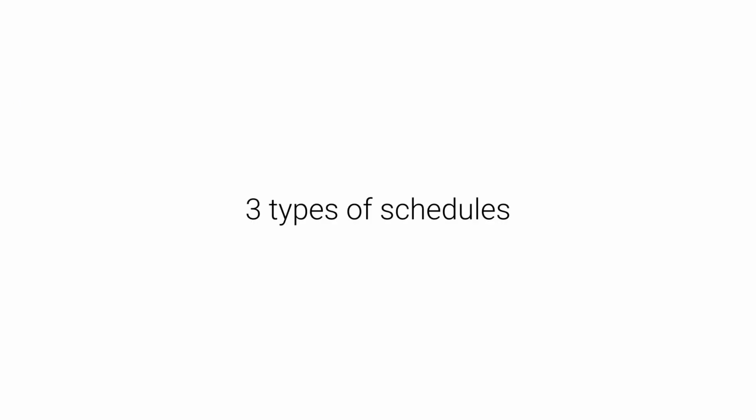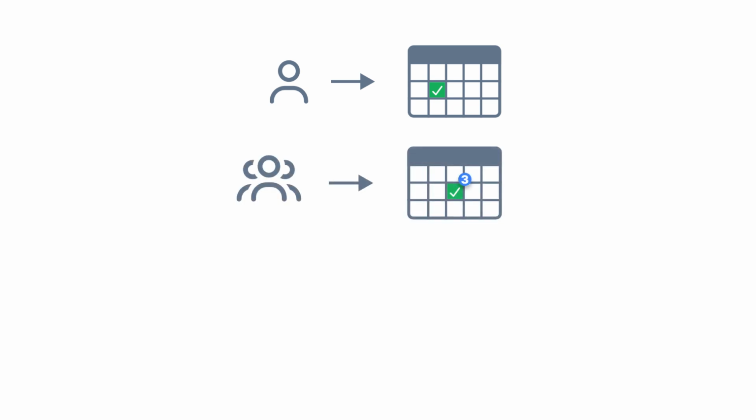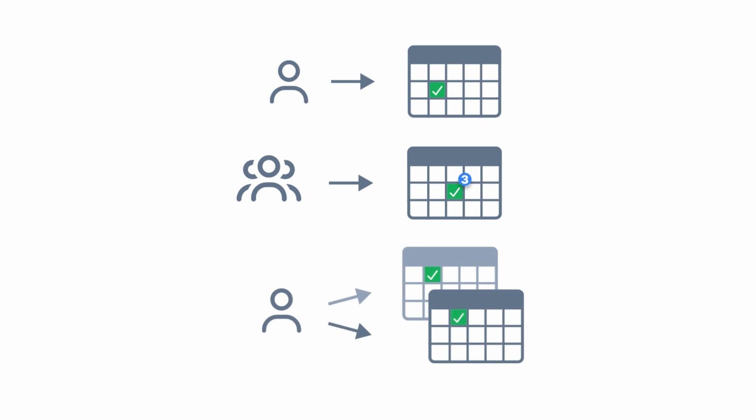Super SAS offers 3 different types of schedules. A resource schedule for one-on-one appointments or reservations, a capacity schedule for group lessons or events, and third, a service schedule. This type of schedule can combine multiple resources, such as a room and a person or multiple people, with their own schedules and availability.